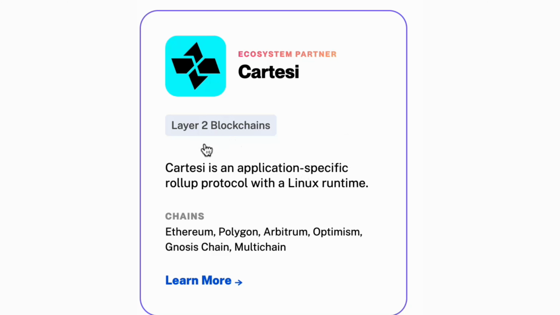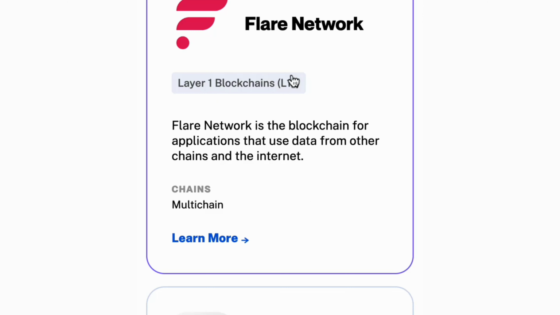Then we have Cartis. It's a layer 2 blockchain, which means that it will be a scalable solution, and you can find the chain which is compatible with Ethereum, Polygon, Arbitrum, Optimism, Genesis chain, multi-chain. So it's compatible with quite a lot. Then we have the Flare network. It's a layer 1 blockchain, but it has compatibility with multi-chain. So you can consider that in terms of building your application.